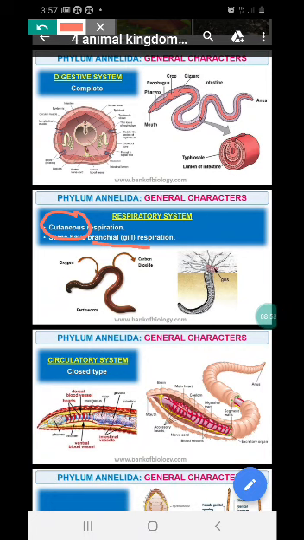Okay, and the circulatory system is of open type. What is open type, children? That is, the blood does not flow into blood vessels. Blood just flows into the body organs and it is returned back to the heart. That's what is called the open circulatory system.